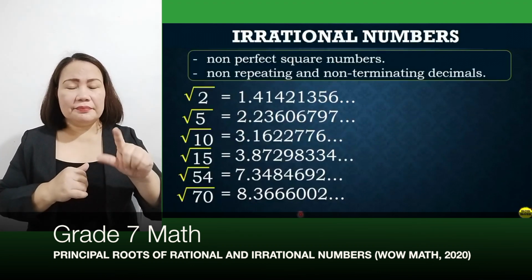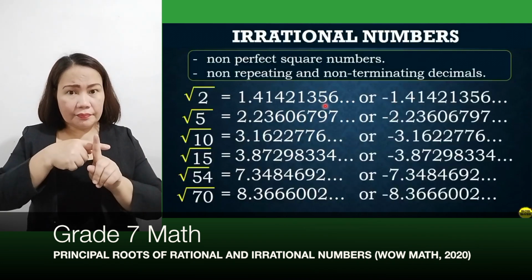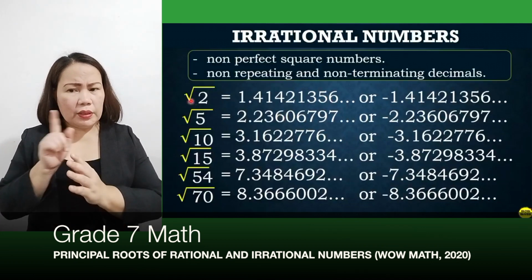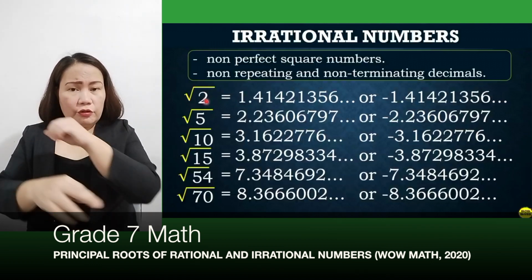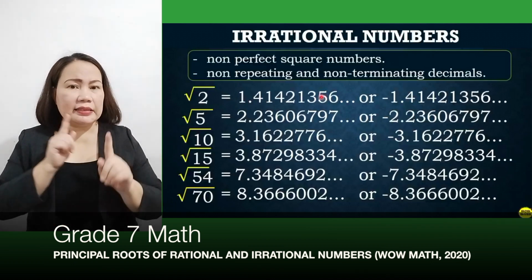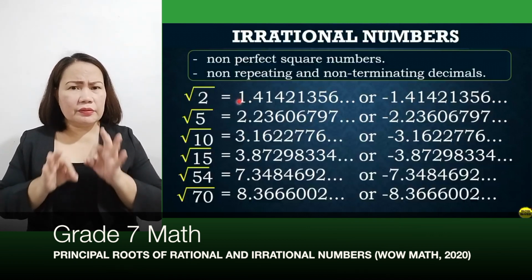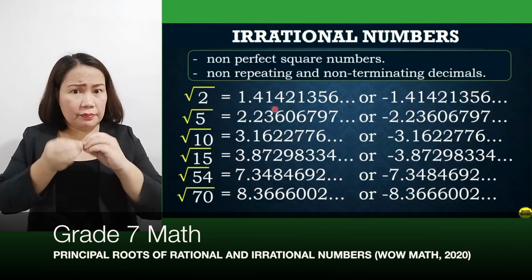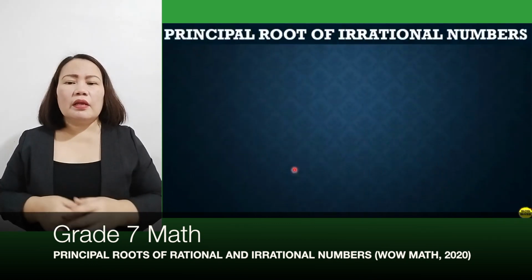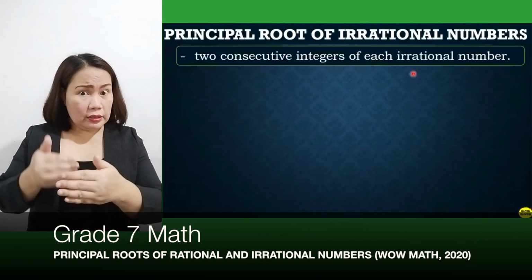Okay? So, what is the other square root of this? There is also a negative. So, just like earlier, we have positive and negative. Okay? So, if you will be asked, what is the principal root of square root of 2? It will come out like this, and we cannot give an exact value. What is the principal root? What if what is being asked is its exact value? Since it is not an exact value, what will we do? Okay? We will be getting the two consecutive integers of each irrational number.